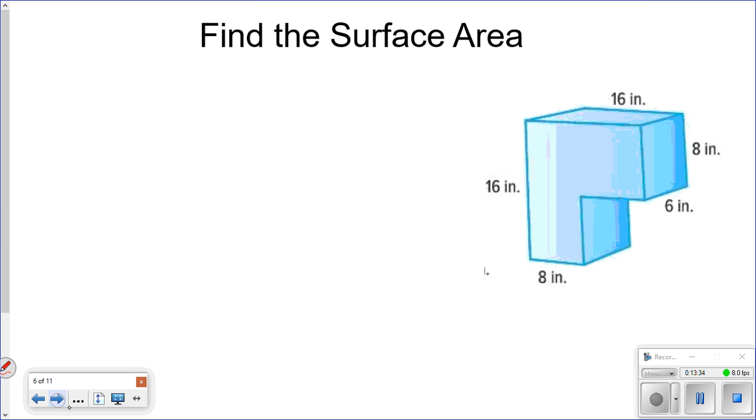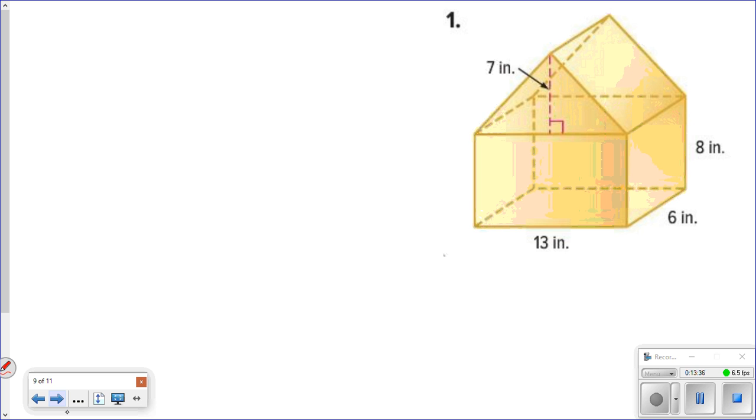Leave some room with that one for surface area. This is the next one I'm going to talk about. These are the ones my other class got freaky about, because there's triangles involved in this one. Don't get all freaky. You know how to do every single thing in here. Have some confidence in yourself.